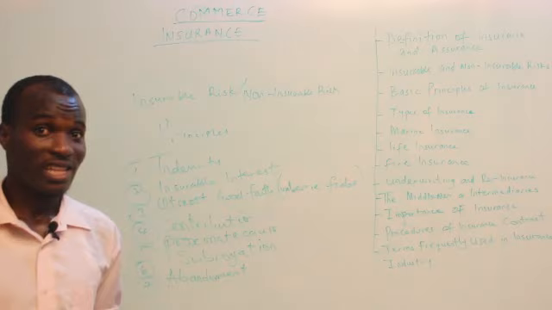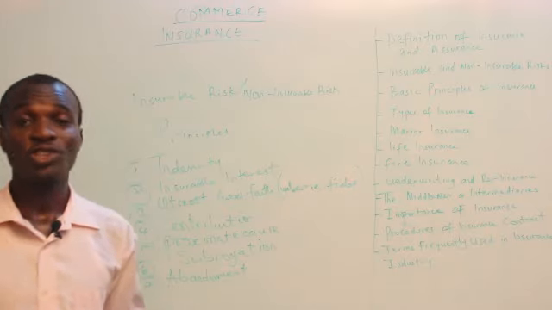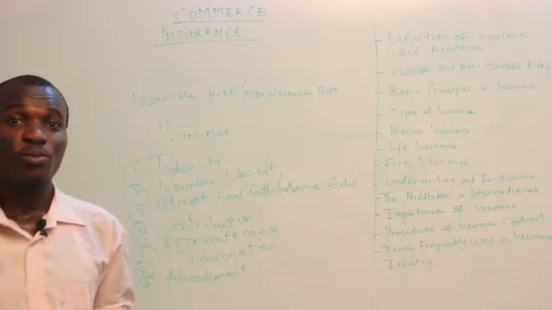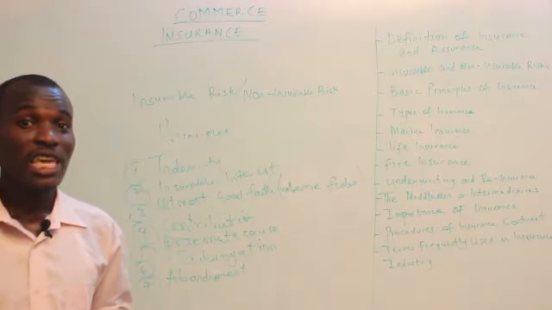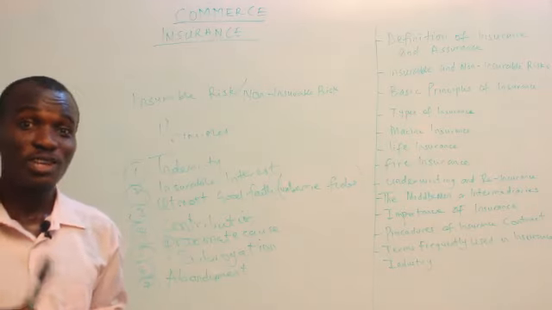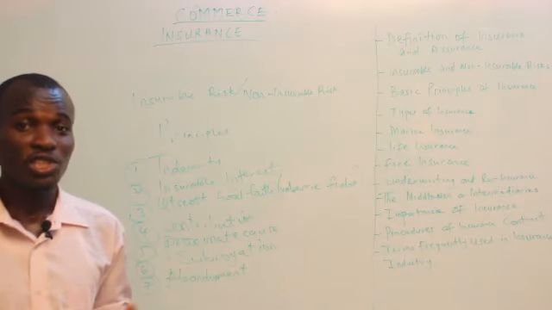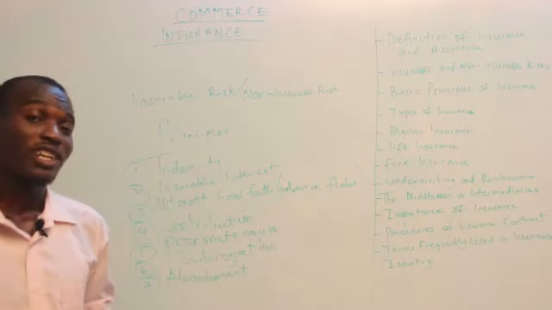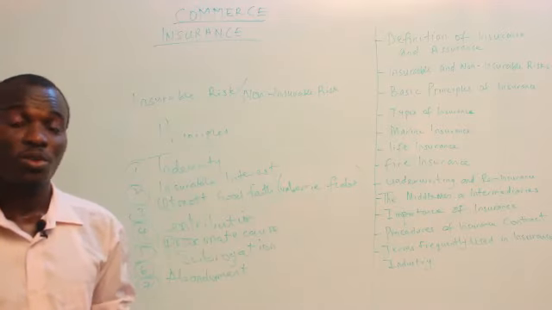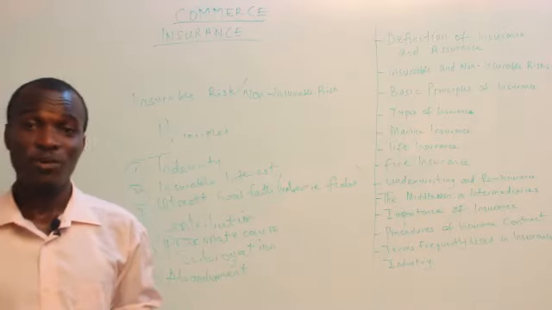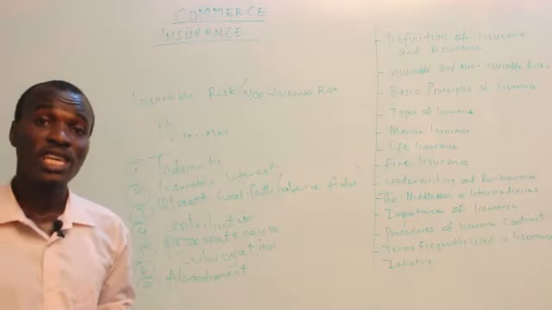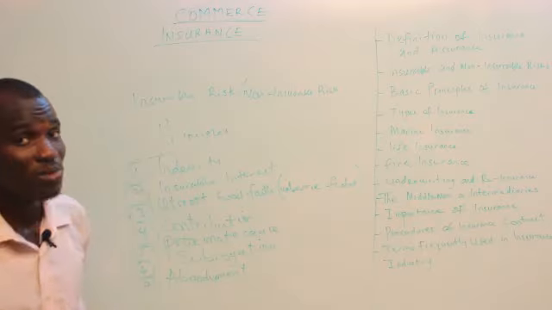If, for instance, like I said earlier, you insure your car against accident, the insurance company will only compensate you if the car had an accident. If the car gets burned through fire, what will happen? The insurance company will refuse to compensate you, because what you insured the car against is accident, not fire. So the insurance company will compensate only if it is a direct and proximate cause.